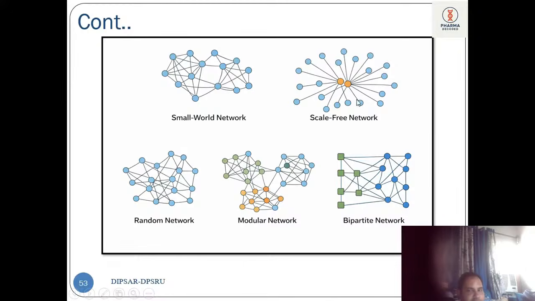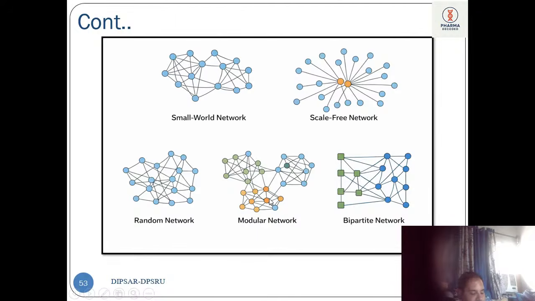Scale free network, you can see the differences between scale free and small world, where there is a connection that is not there. Random network, randomly they are connected. Modular network, where you will find small modules which are connecting with each other. So you have to understand what kind of network is created with respect to your disease pathogenesis, whether it's a modular network, and whether this module is important. Sometimes the node which is connecting these modules is more important to target rather than the modules.